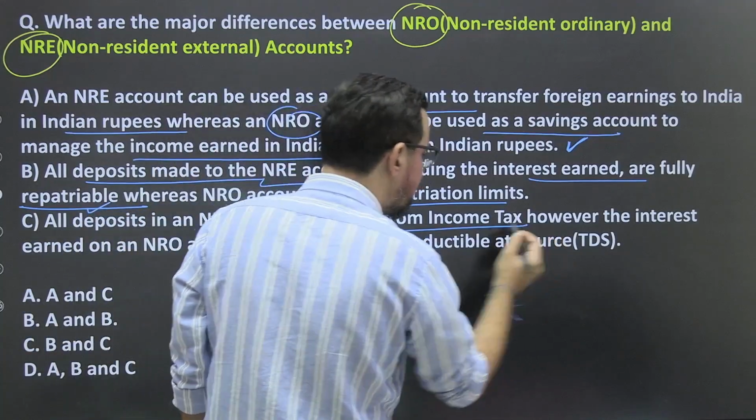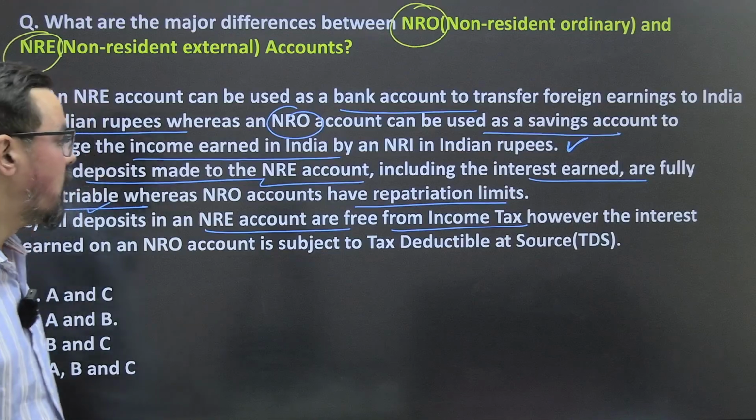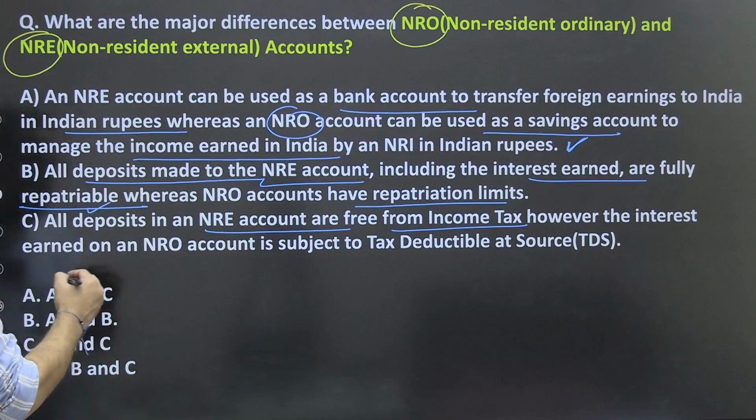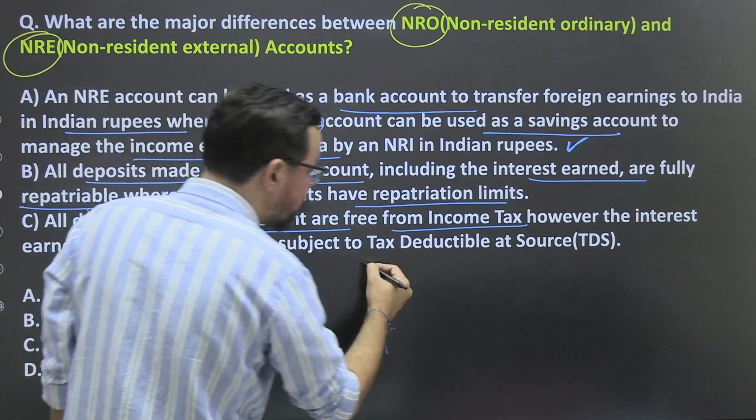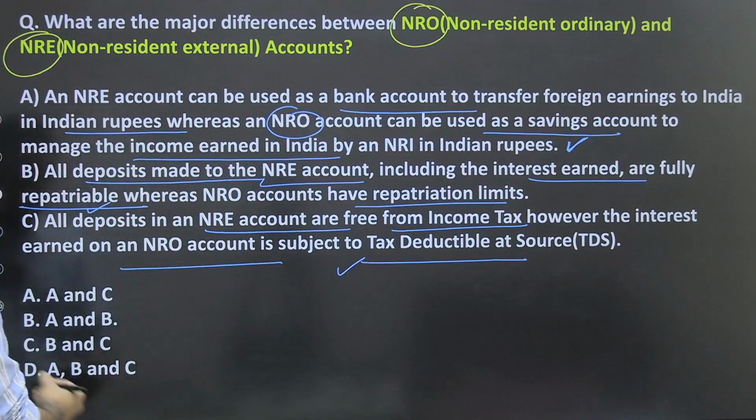Yes, because income tax will be applicable wherever they are living. Okay. However, the interest earned on NRE accounts is a subject matter of TDS deduction. So this is also true. Okay. So all the statements are correct in this particular situation.